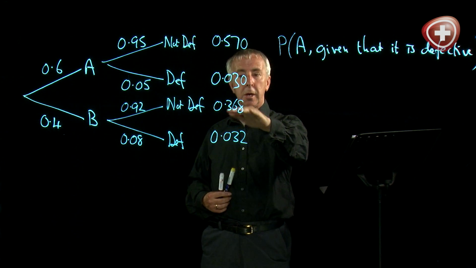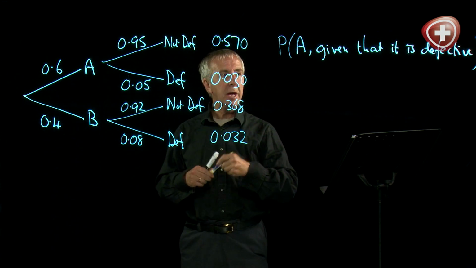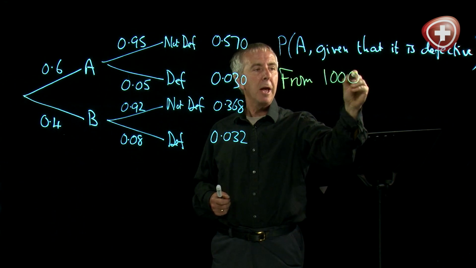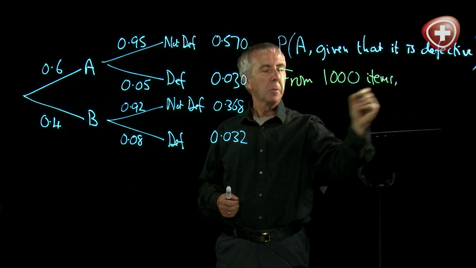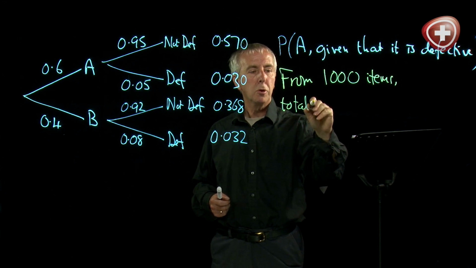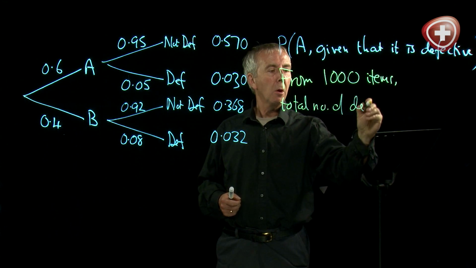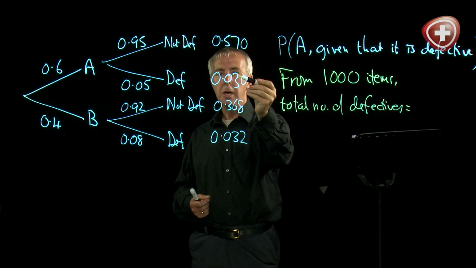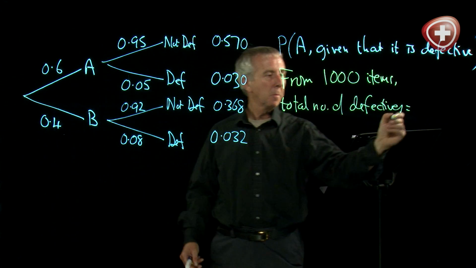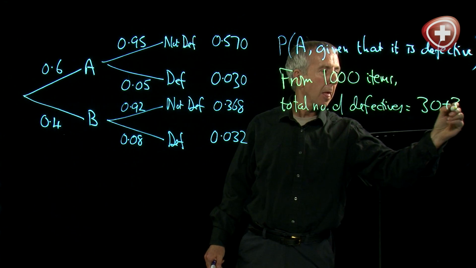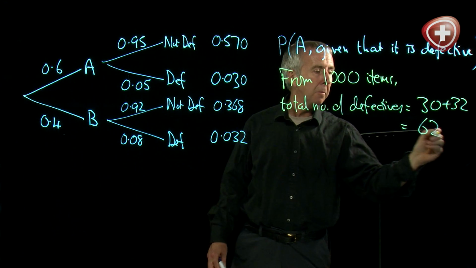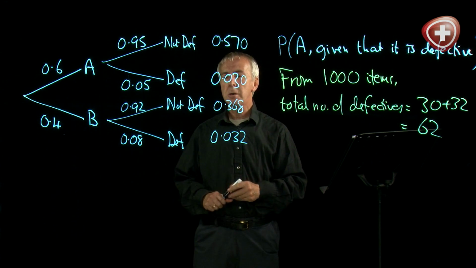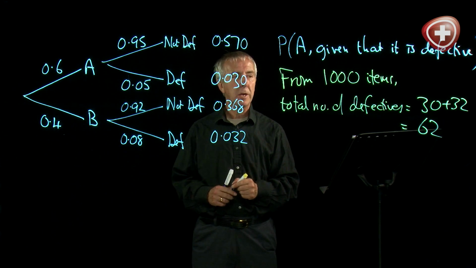368 were from B and OK. So from 1,000 items, the total number of defectives is, there's 30 here and there's 32 here. So altogether there are 62 defectives on average. When we create 1,000 items in this machine, 62 will be defective.